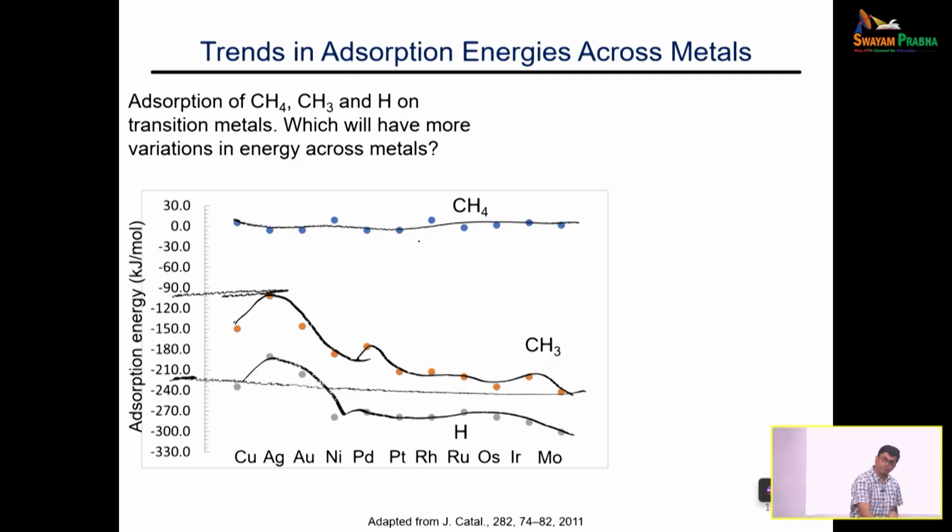Sorry? No, I mean, I'm asking, why is this a flat line almost, and why is there a big variation in this? I'm not talking of individual metals. Why do you see a variation in one case versus in the other you don't? CH4 is a molecule and these are dissociated forms. It's close to 0. So what is the nature of adsorption?